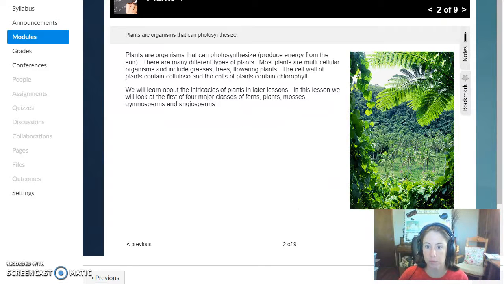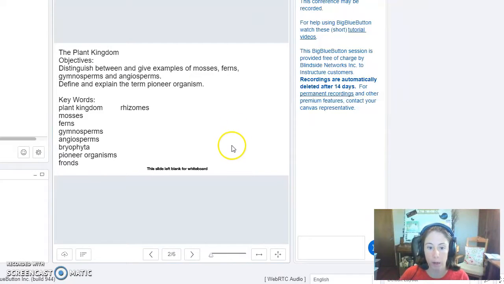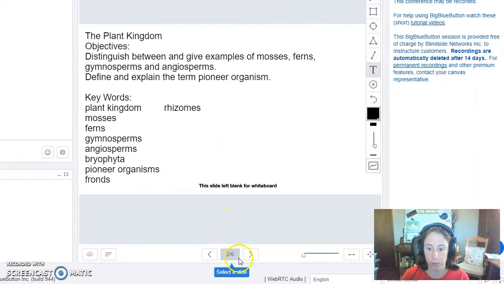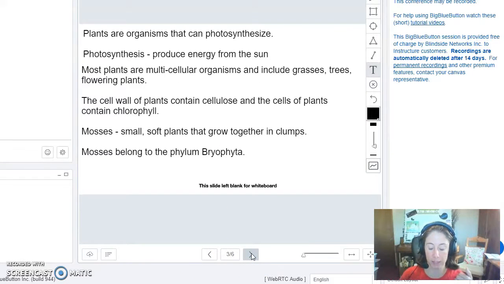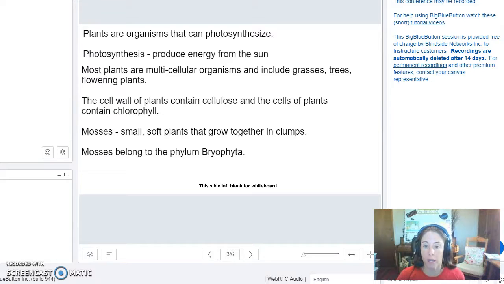All right. Now, when we're talking about plants, I'm going to flop over here to my notes. I've already got my objectives and my keywords there. So when we're talking about plants, plants are organisms that can photosynthesize. And you guys are probably thinking, what does photosynthesize mean? Or maybe you know, but photosynthesis is the ability to produce energy from the sun. So the sun is our initial point of energy for all living things, okay? Most plants are multicellular organisms and include things like grasses, trees, and flowering plants.